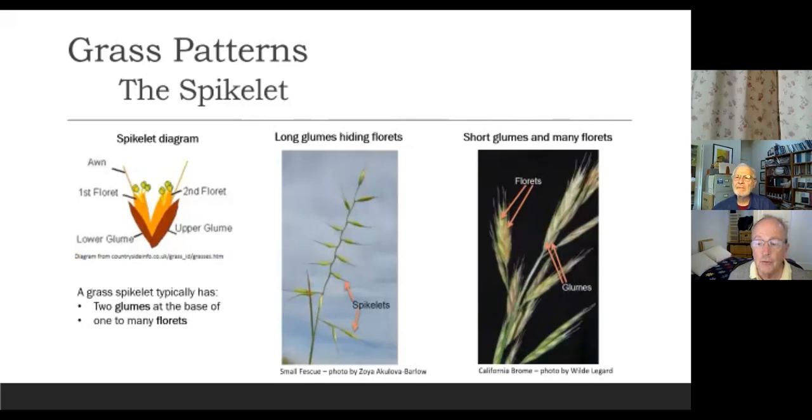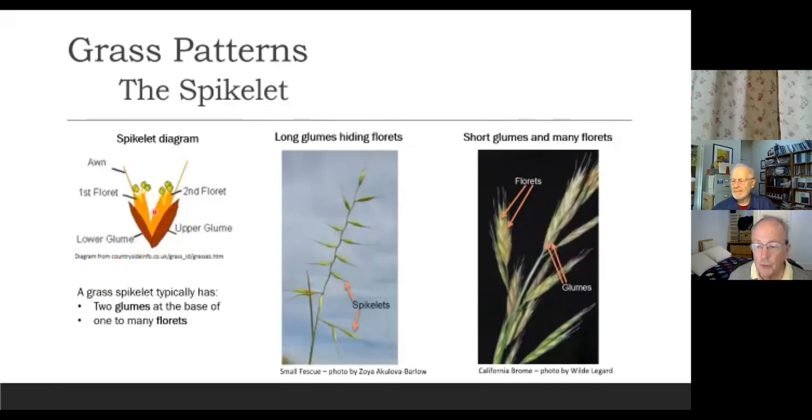A spikelet has two glumes at the base, followed by a series of one-to-many florets. So here you can see a diagram of a spikelet with some glumes at the base and then one-to-many florets stacked up above it.